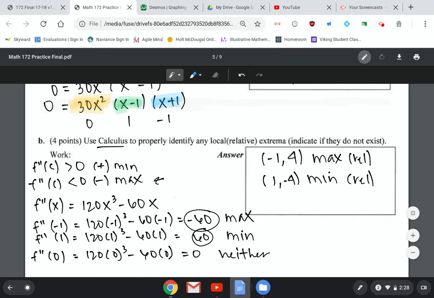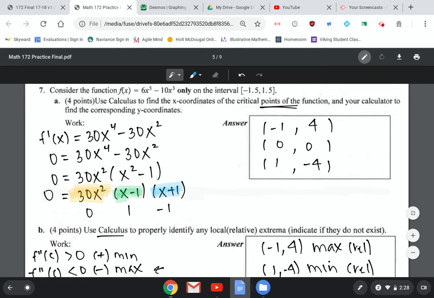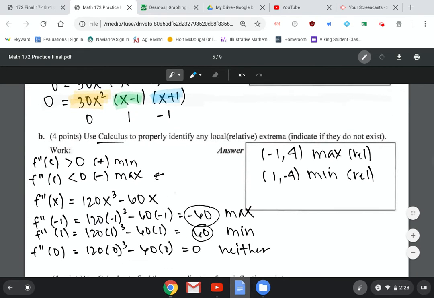Okay, so not so bad yet. In the first question, in A, we took the first derivative, we set it equal to 0, and we got our 3 critical values. Sorry. In the second part, we wanted to state whether those critical values were a min or a max. So we took the second derivative, we plugged in the x values, and if it was negative, it was a max, if it was positive, it was a min, and if it was 0, it was neither.